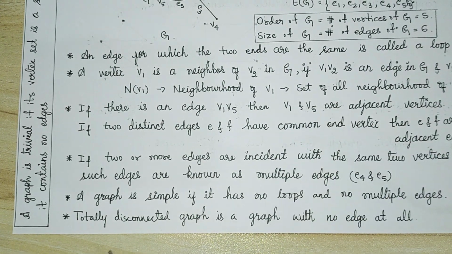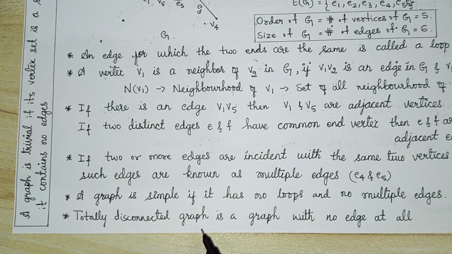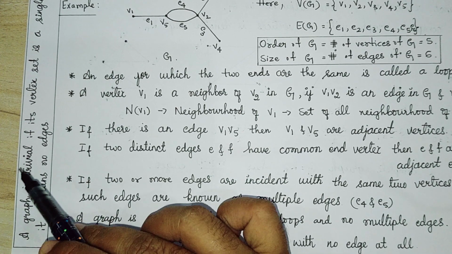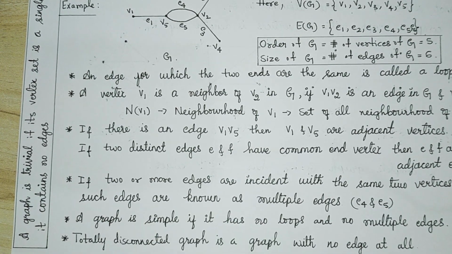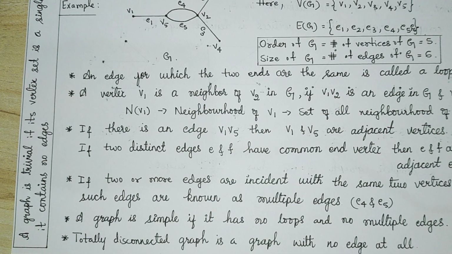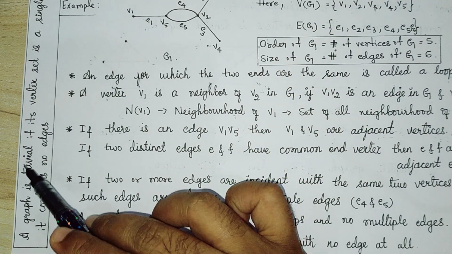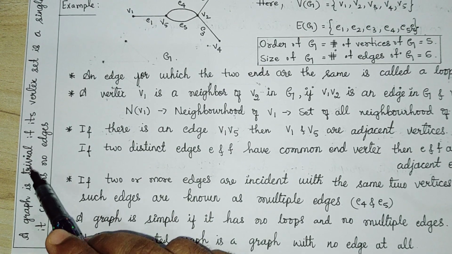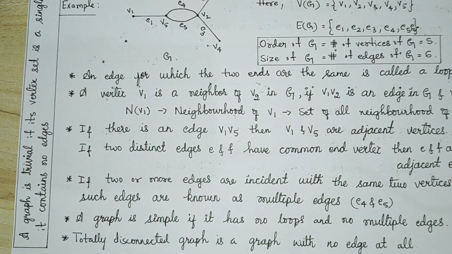So let us define a totally disconnected graph as well as a trivial graph. A totally disconnected graph is a graph with no edges. A trivial graph is a graph with one vertex and no edges. So look at the difference between the trivial and totally disconnected graph. In the trivial graph, the number of vertices should be 1. But in the totally disconnected graph, there is no restriction on the number of vertices.